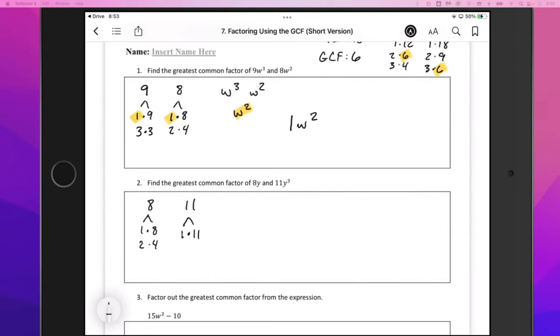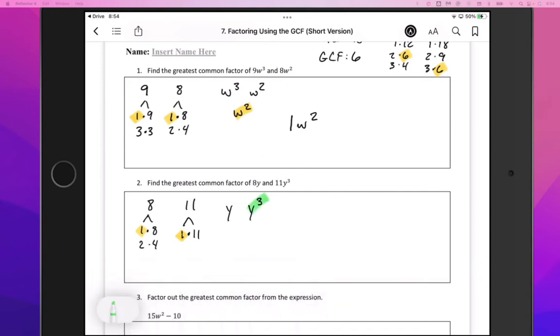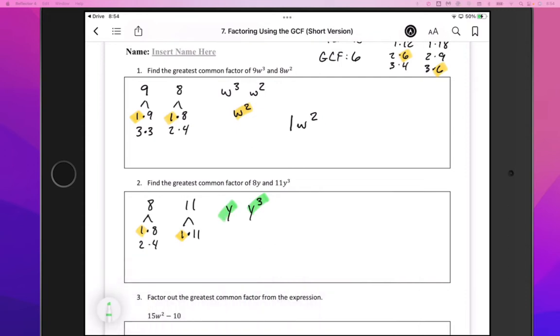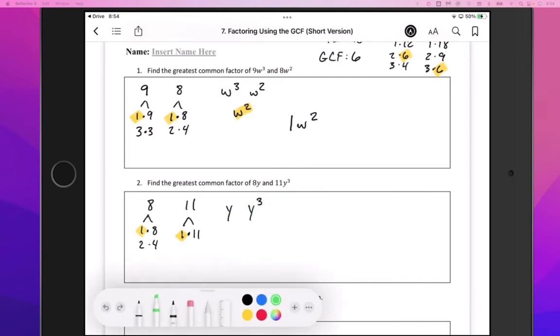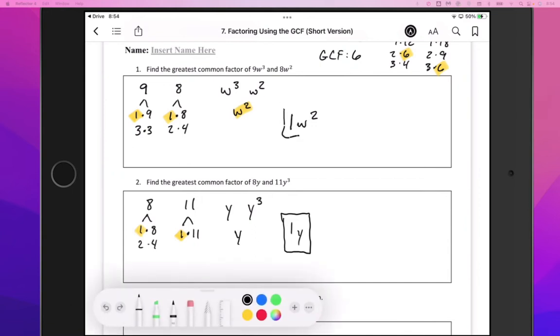So again, 1 is the only thing that they share. And then again, we have to go with the variable that has the lowest degree. So for instance, again, on this one, I could take out three y's, but on the other one, I'm limited to only one y. And so again, we have to go with what is the lowest. And so we can only take out one y. And so our greatest common factor for this is going to be 1y. That's the only thing that I could divide both of those terms I was given by and come up with an even result.